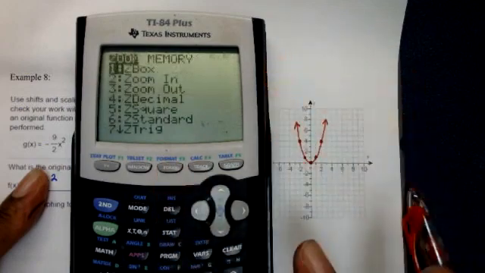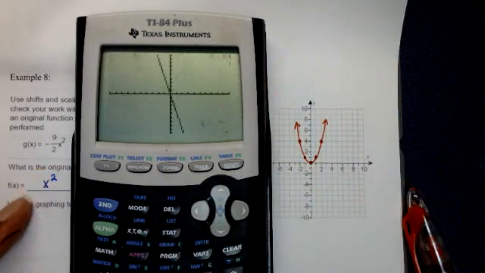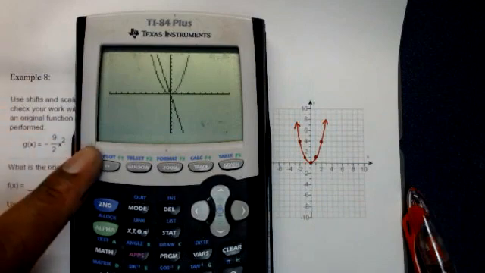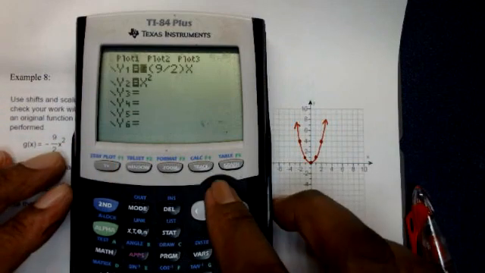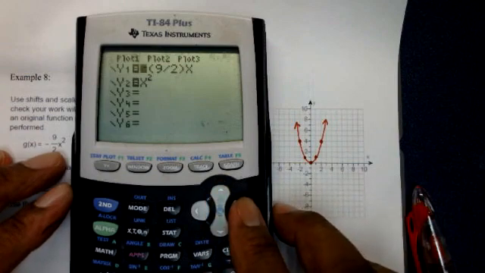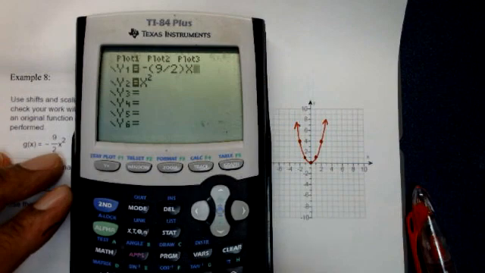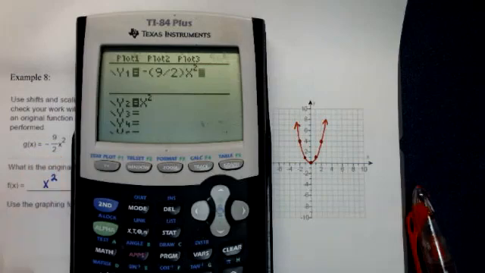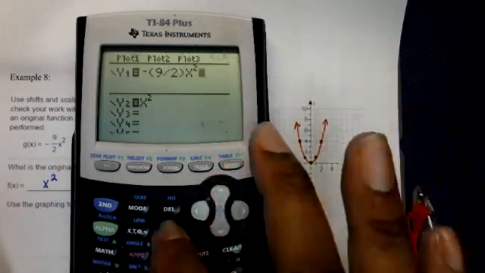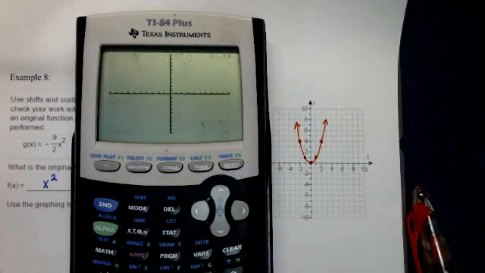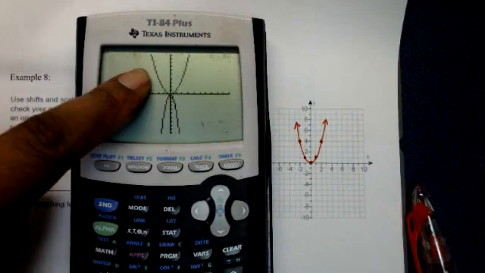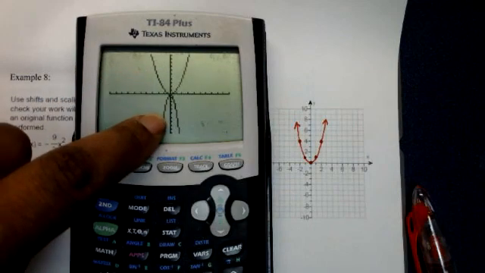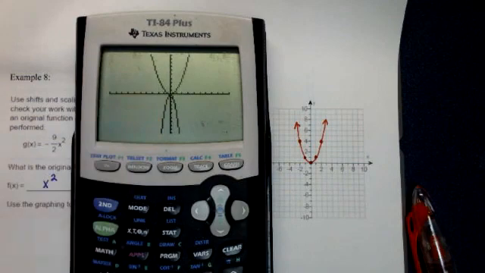Now if I press zoom and then 6, correction, in y1 this should be x squared. I forgot to press the x squared button. You see, negative 9/2 x squared, I've got to press that. So let's do zoom 6 again. There's the original graph of f of x equal to x squared, but this is the g of x graph. That's equal to negative 9/2 x squared.